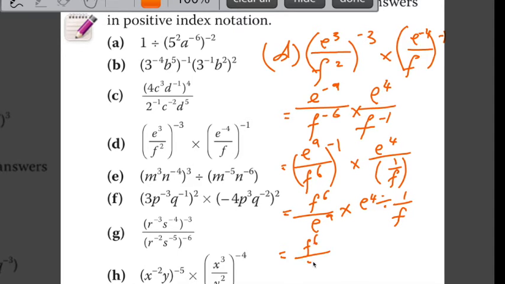So, okay, this side is already settled: f to the power of 6, e to the power of 9. So e to the power of 4 times this one, take reciprocal. So 1 over f becomes f over 1, which is just f. So the whole thing now becomes f to the power of 6, e to the power of 9, e to the power of 4 times f, right? So, okay, let's not repeat this step.